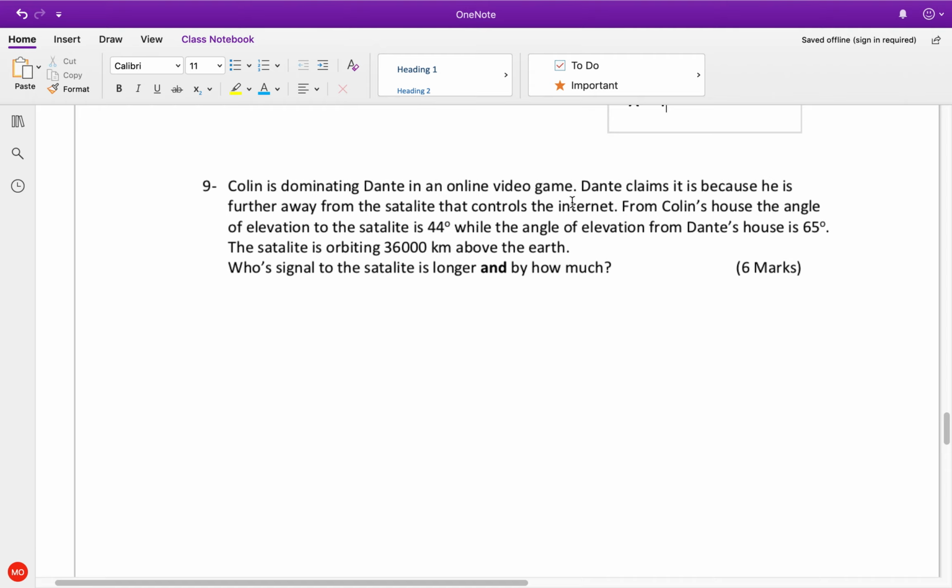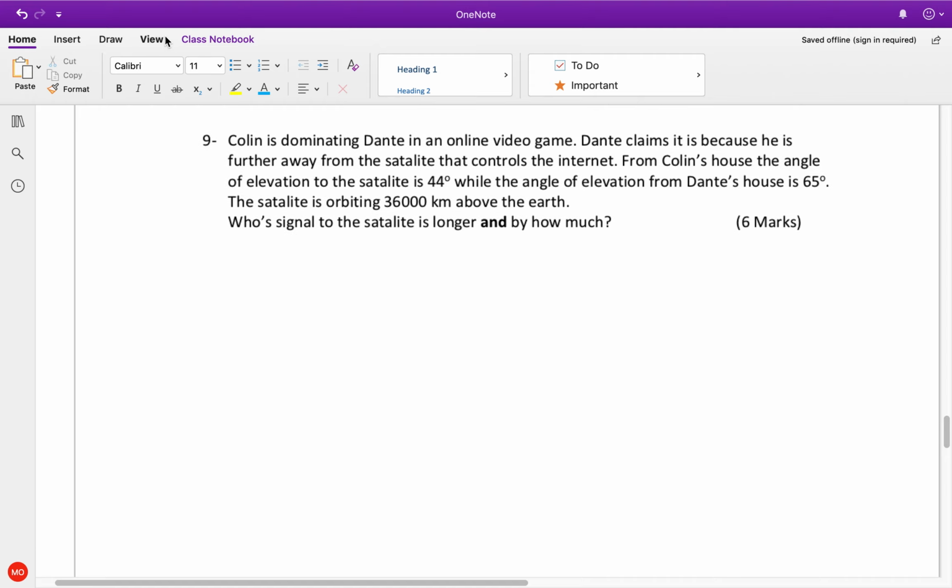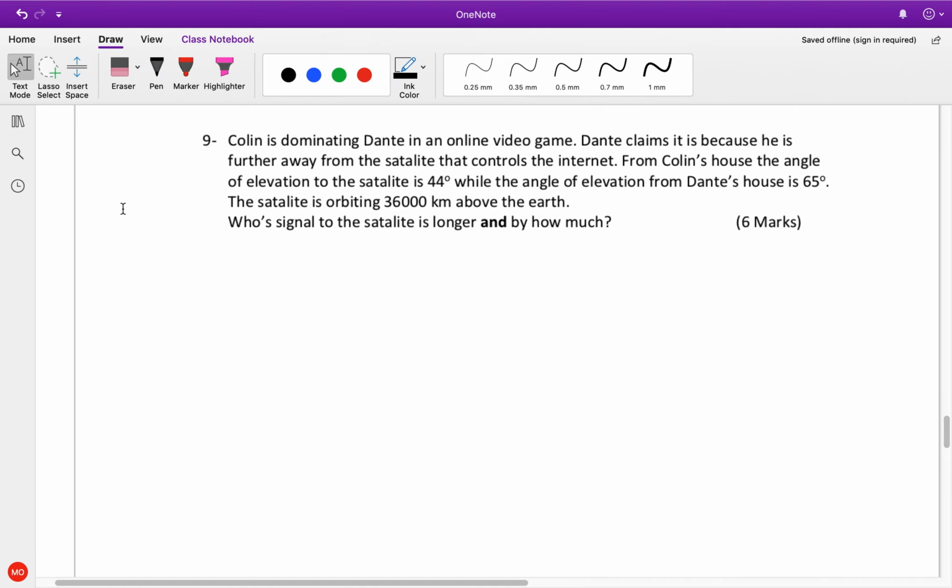So now let's take a look at this question. Let me draw a diagram. Colin's dominating Dante in an online video game. Dante claims it's because he's further away from the satellite that controls the internet. From Colin's house, so here's Colin's house, let's draw a red satellite. From Colin's house, the angle of elevation to the satellite is 44 degrees. Let's draw this. That's 44 right here.